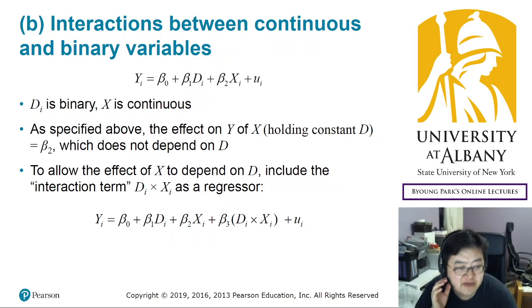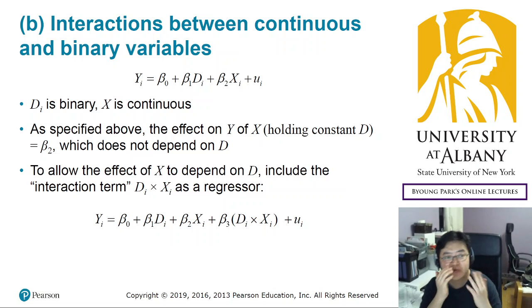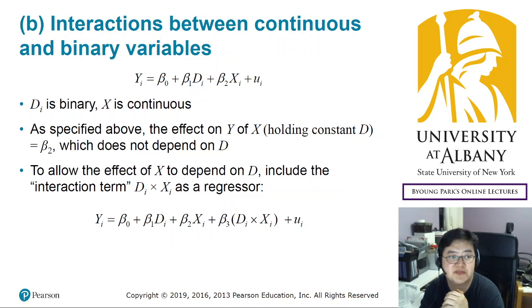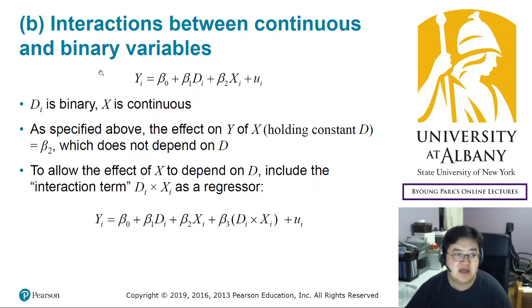So in the previous video, we learned how to interpret the interaction term between two binary variables. But now we are going to extend the model so that one of the variables is continuous. So let's think about this base model: y equals beta 0 plus beta 1 d, which is binary, 1 or 0, plus beta 2 x. x is not binary anymore. It is a continuous variable. It can take any number.